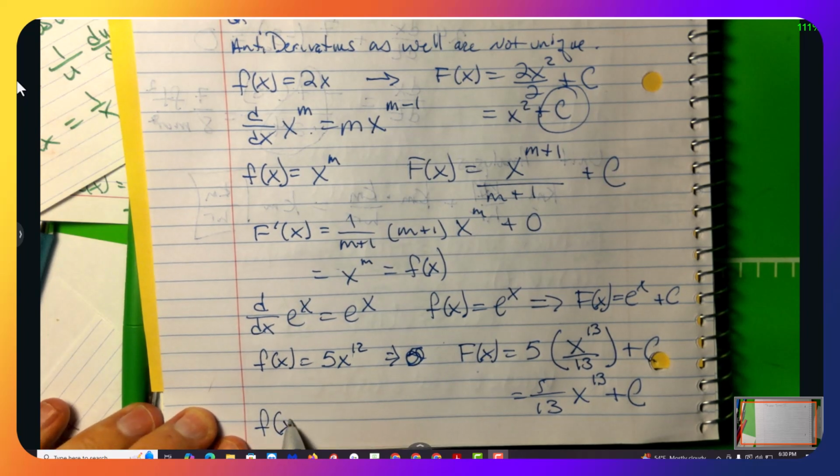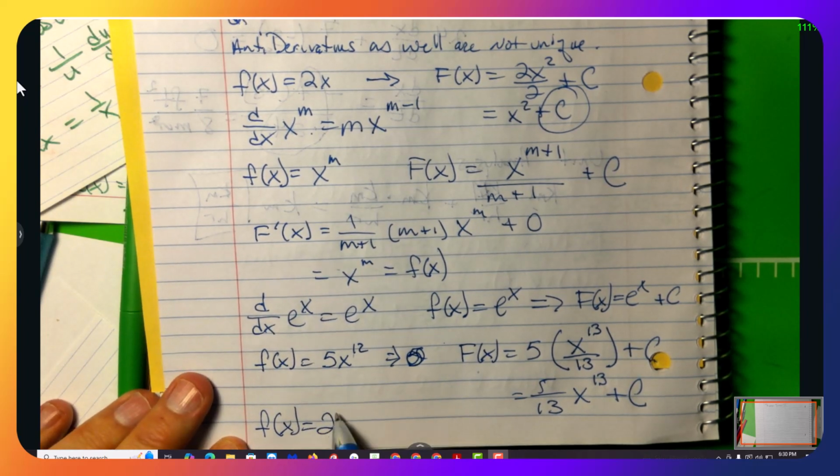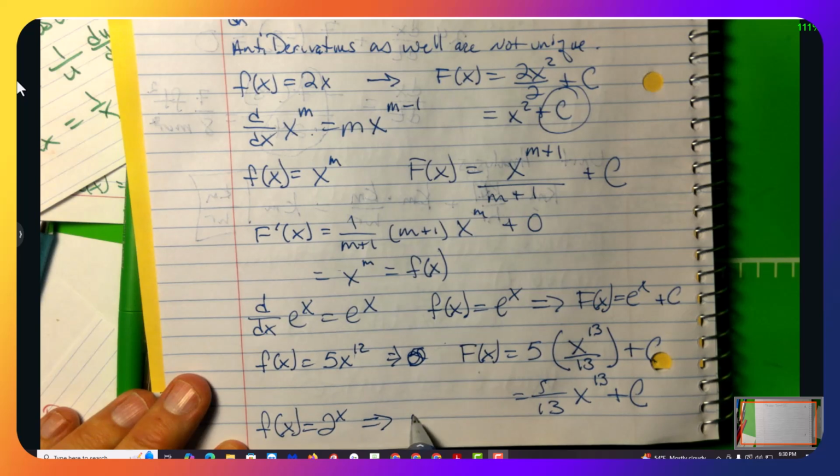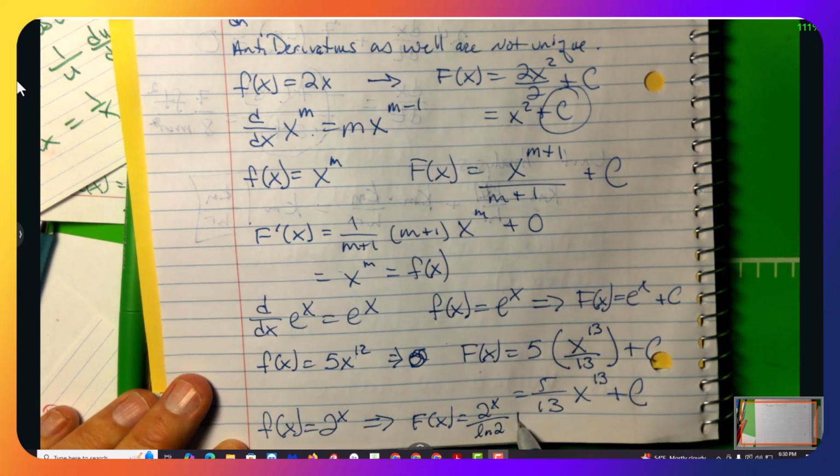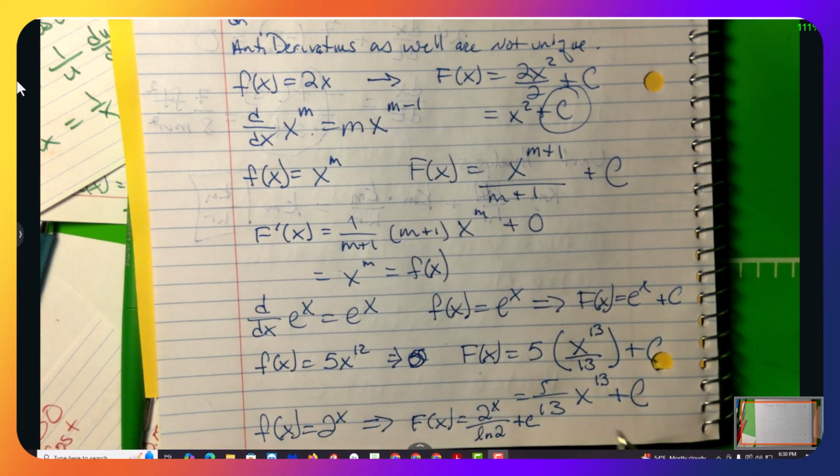Okay. Now the derivative of an exponential is the exponential times the natural log of the base. So the antiderivative of this exponential is the exponential divided by the natural log of the base, and then we add the constant. Oops, I better fix this.